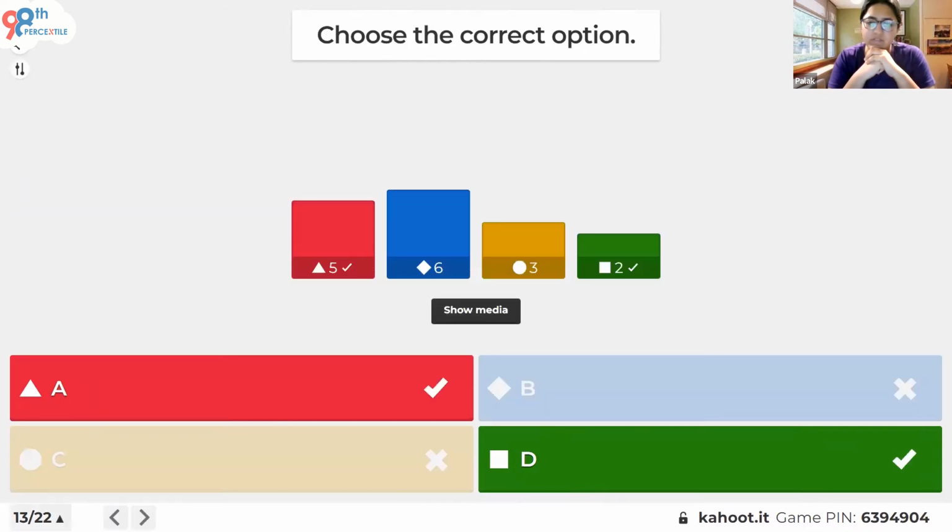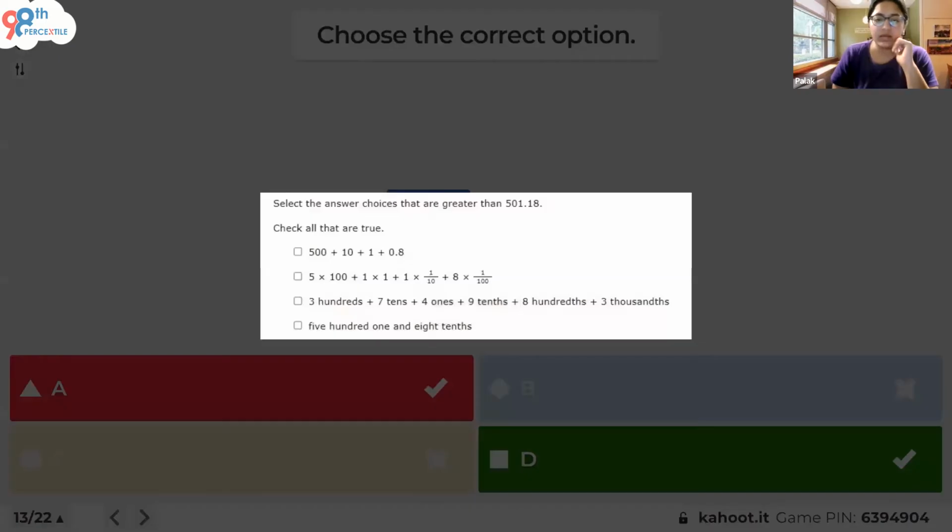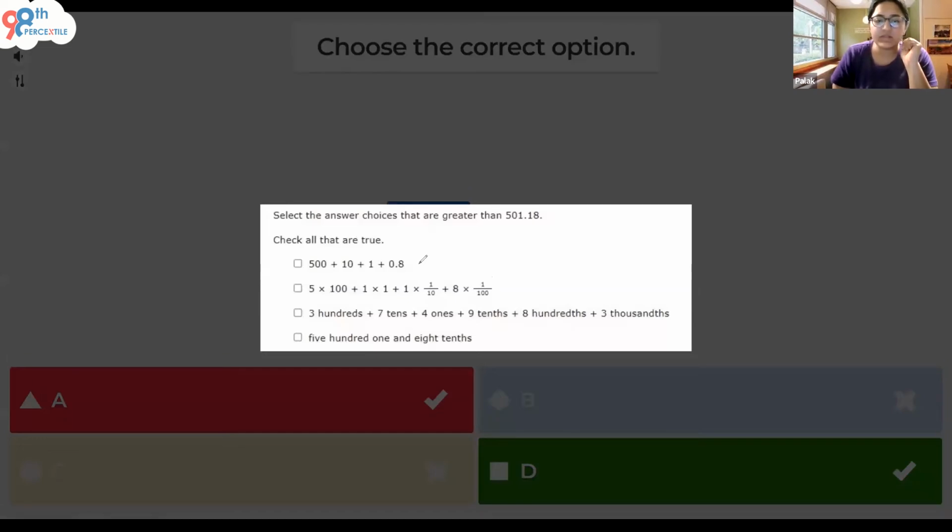Too many people have answered in the very last few seconds, I would say. So again, 501.18. Over here, we know that the answer is definitely going to be option A, that is 500 plus 10 plus 1 plus 0.8. Okay, sorry, my bad. Select the answer choices that are greater than this. So we have 511.8. That is what reflects as option A. For the second option, we have 5 times 100, which is 500. 1 times 1, which is 1. So this will be 501. And then we have 1 times 1 over 10. So that will be 0.1.